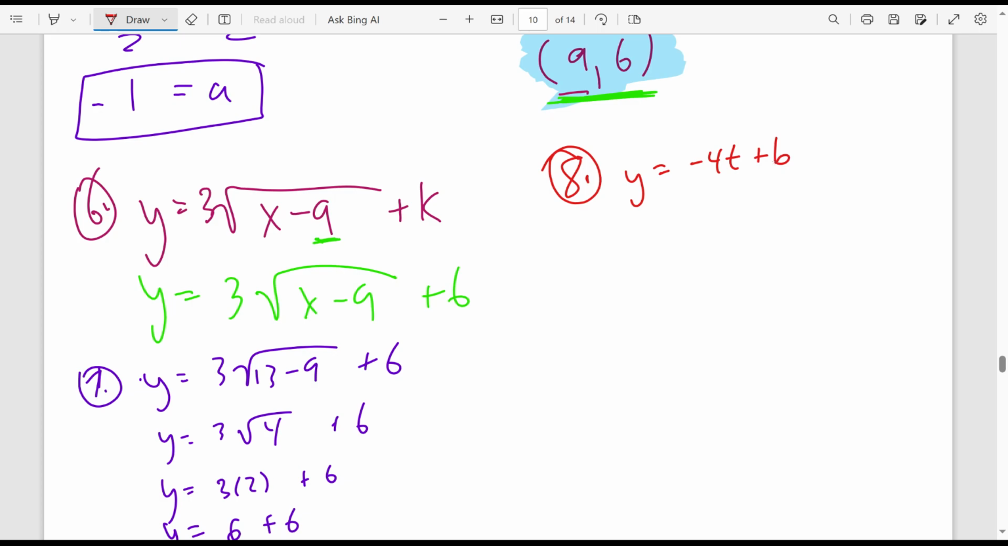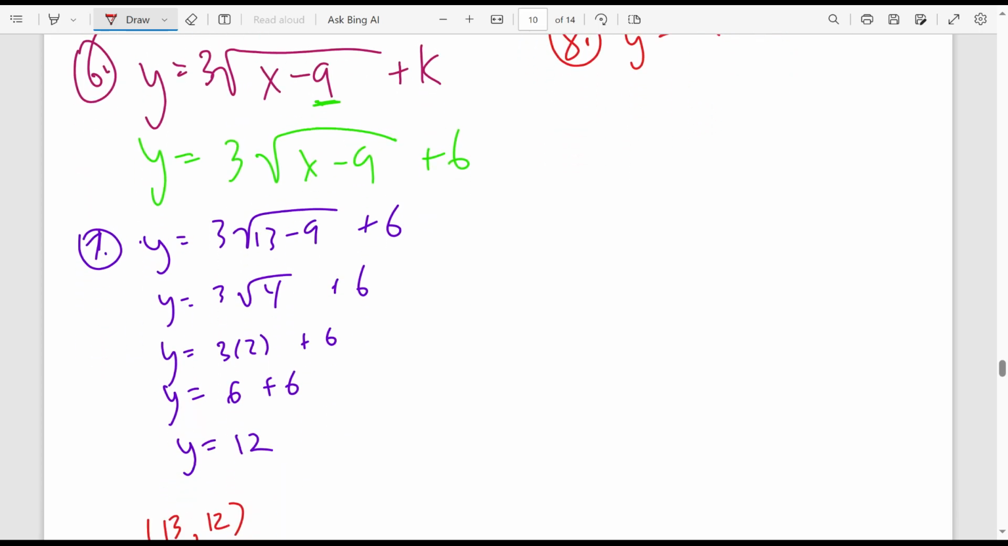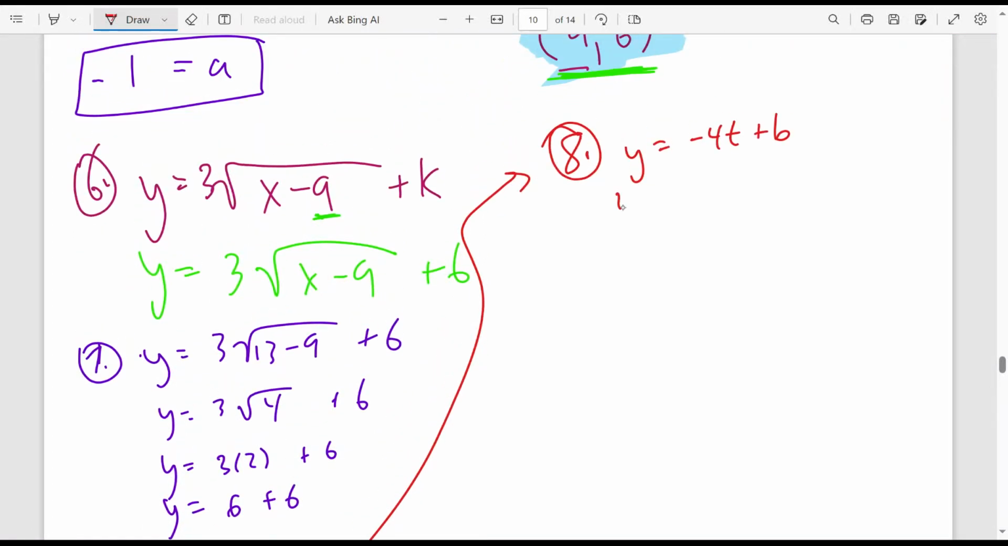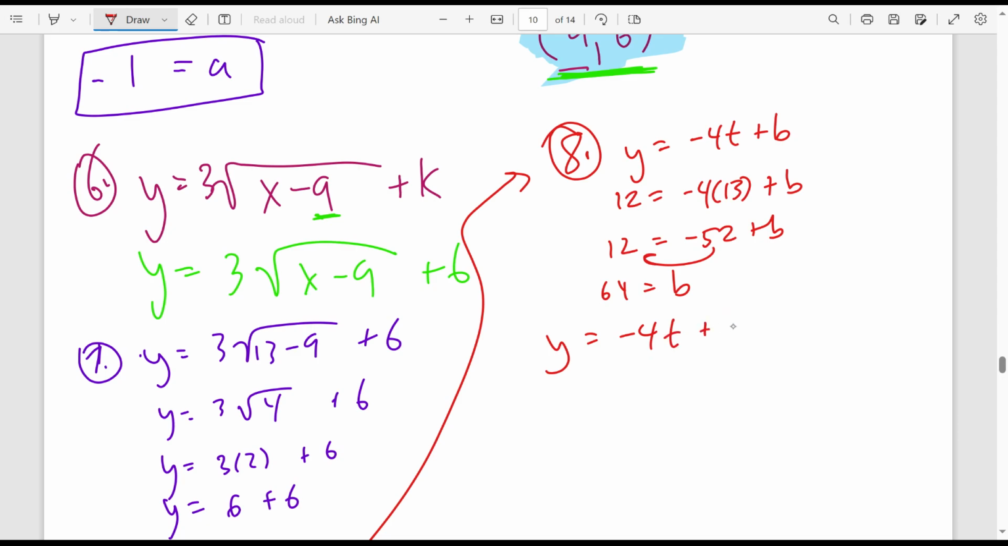Now on this one, I can plug in that last point that I just found. So 12 is equal to negative 4 times 13 plus b, just to go ahead and get what that is. 52. 12 is equal to negative 52 plus b. Bring that over. 64 is equal to b. So now the rule for this one is negative 4t plus 64.